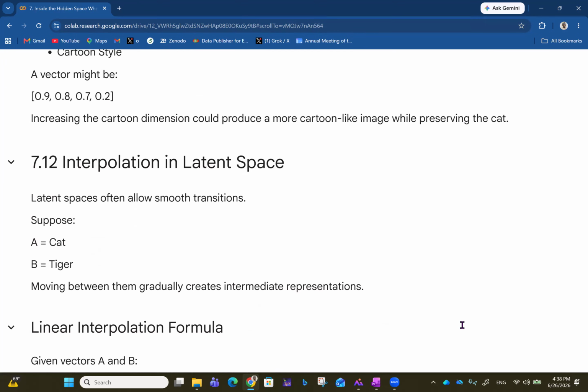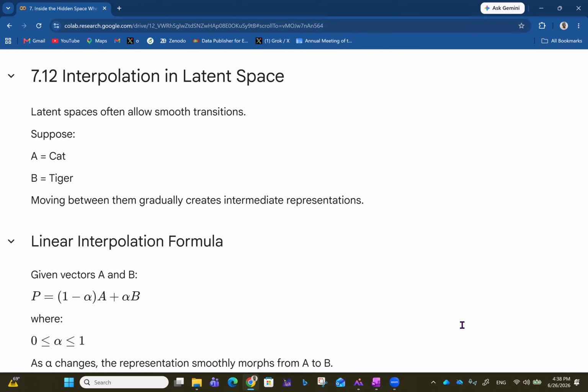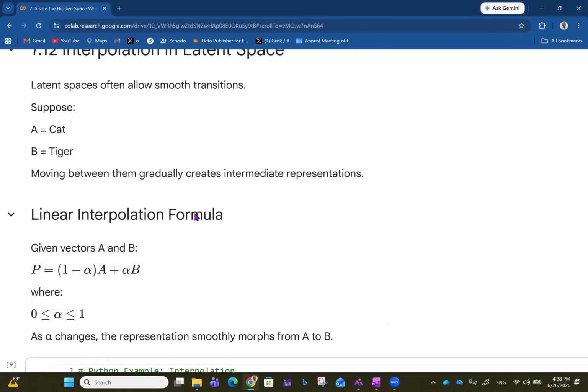We then have interpolation in latent space. Latent spaces often allow smooth transitions. Suppose A is cat and B is tiger. Moving between them gradually creates intermediate representations. So to move from cat to tiger, some interpolation needs to take place, and we have this simple linear interpolation formula. Given vectors A and B, cat and tiger, P is equal to (1 minus alpha) multiplied by A plus alpha multiplied by B, where alpha lies between 0 and 1.